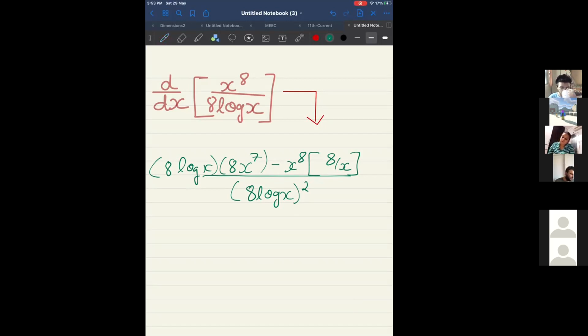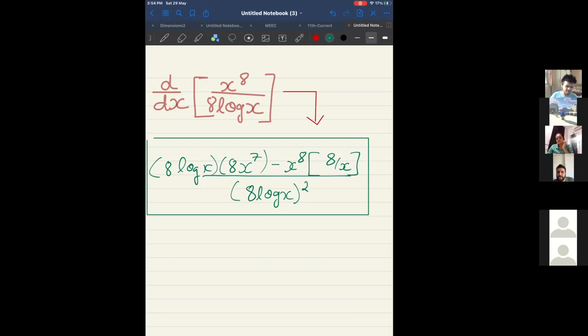If you have got this answer also, I am more than happy. Ultimately, applying the logic is important. You can simplify this to whichever level you want, but this is the basic you're supposed to get. This is the direct substitution of the formula. Denominator square, denominator into differentiation of numerator minus numerator into differentiation of denominator. Here, everyone is getting this answer.